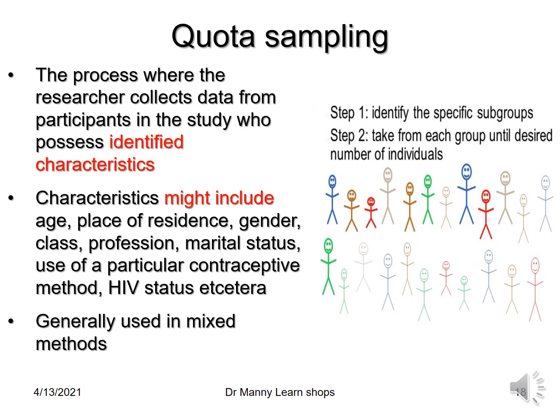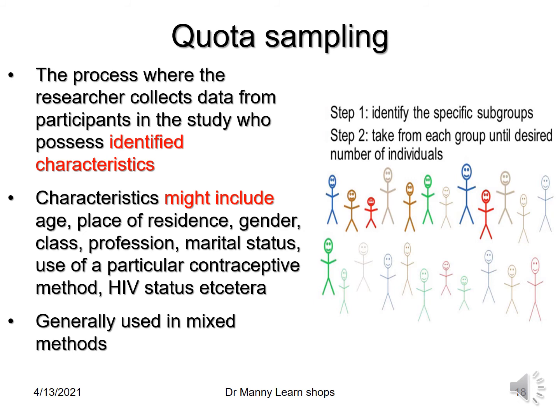Then we have quota sampling. And quota sampling is the process where you as the researcher collect data from participants in the study who've got similar identified characteristics. And these characteristics might include their age. So you may be wanting to investigate something related to the elderly or geriatrics. You may look at their place of residence. Are they urban or are they rural or are they semi-rural? You may look at gender.